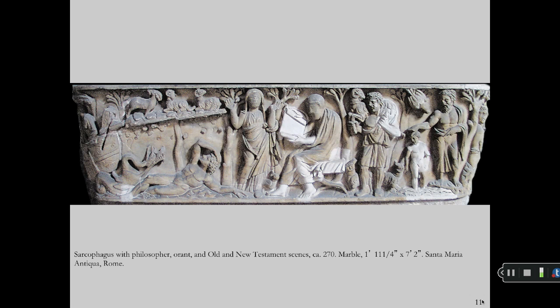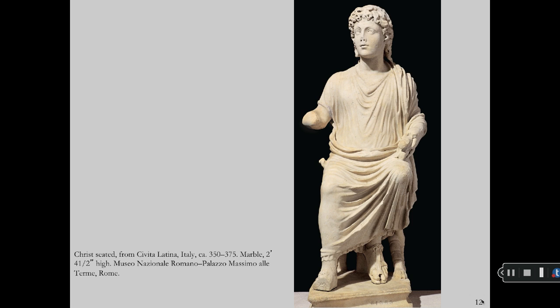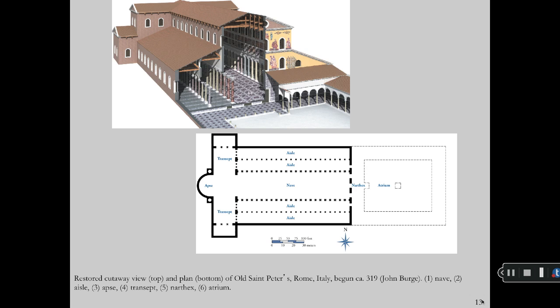Sarcophagus with Old and New Testament scenes and a philosopher in the middle, with a praying orant on the left. Christ as a young seated philosopher. Old St. Peter's in Rome was commissioned by Emperor Constantine. It was built on the plan of a basilica and across the river from the temples of the other Roman gods. The building was wooden.